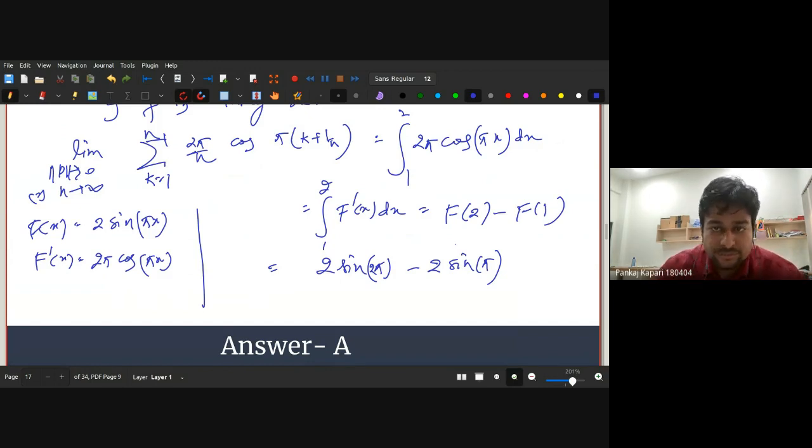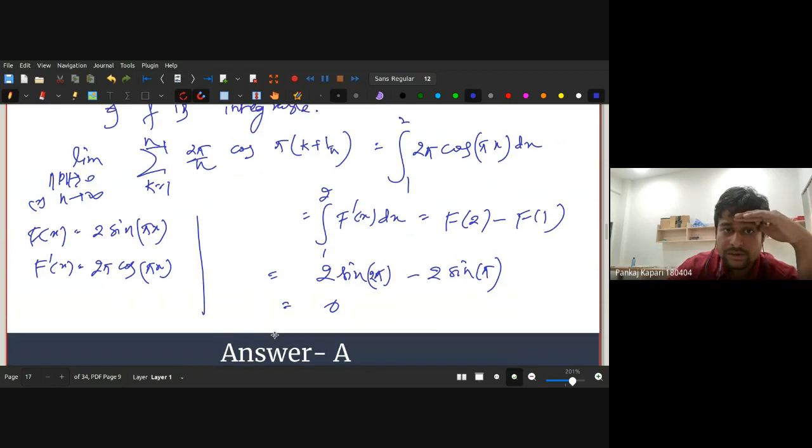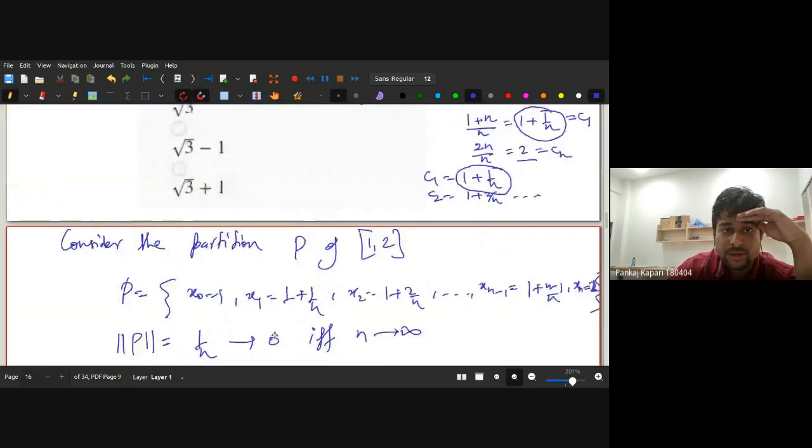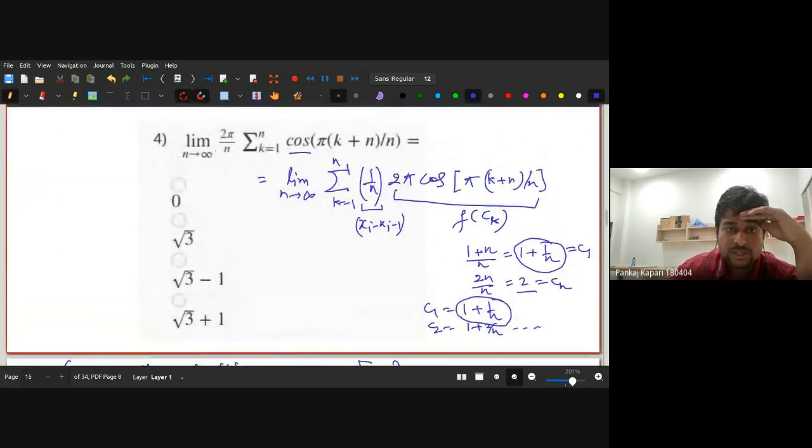You can see that sin π is 0 and sin 2π is also 0, so the integral is 0, right? So the first option is correct here, so this limit is 0.